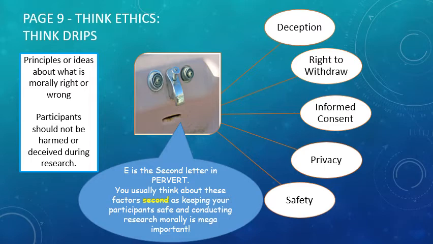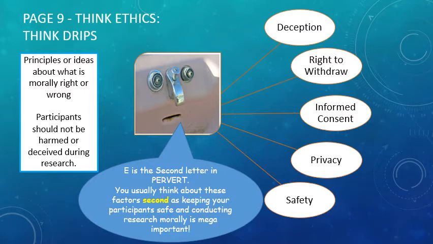So when we're thinking ethics, we think DRIPS, D-R-I-P-S. The D is for deception. You should never lie to your participants. You should be completely honest and truthful with them. You should allow them the right to withdraw. If they want to stop, they should be told that that's possible, and obviously you should respect that and allow them to stop if they want to.